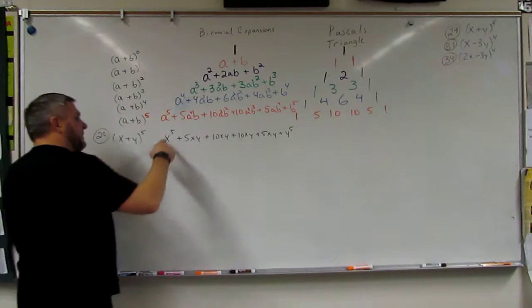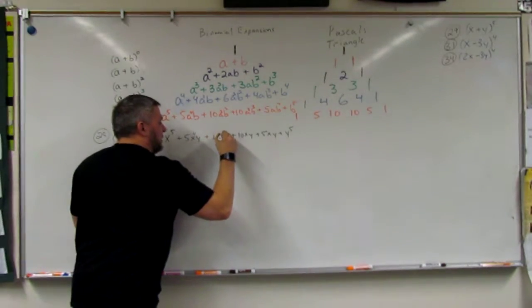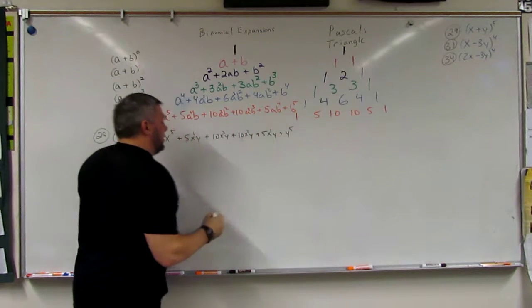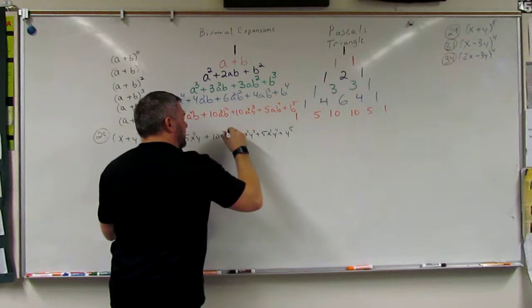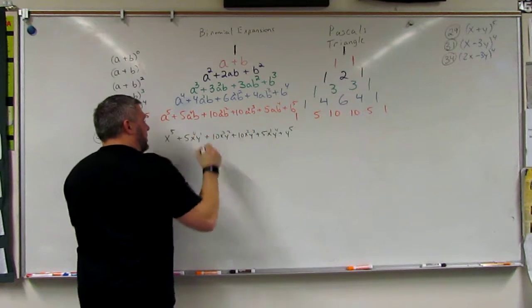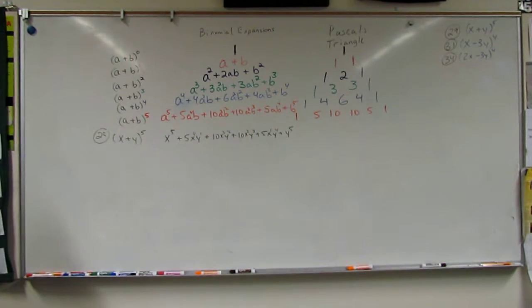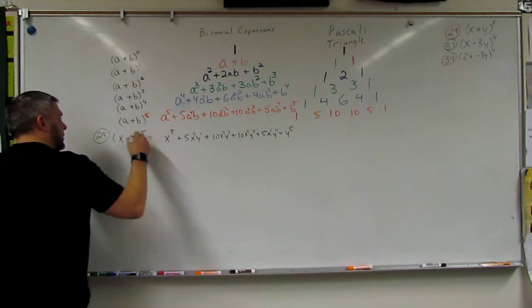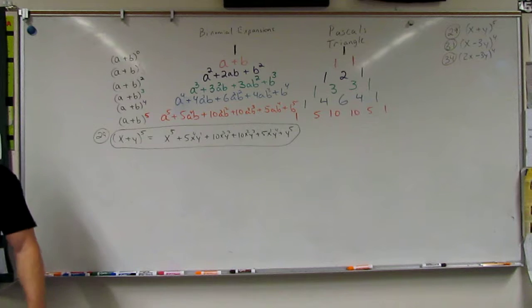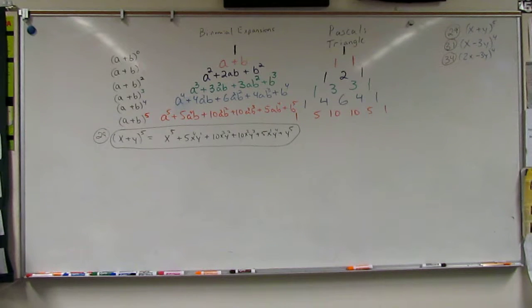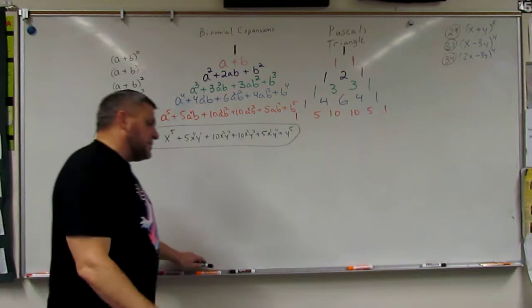Then I'm going to put in my exponents, 5, 4, 3, 2, 1, and 5, 4, 3, 2, 1. I'm done. That's it. Woohoo! That was awesome. And that seemed pretty easy, yeah? Alright, it gets harder.